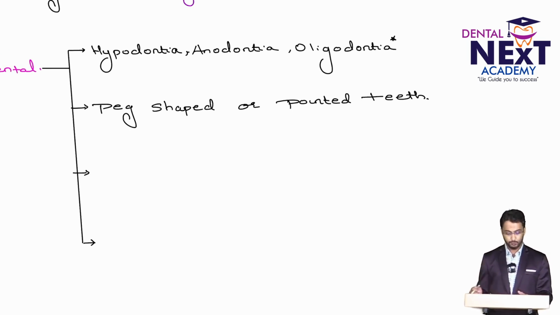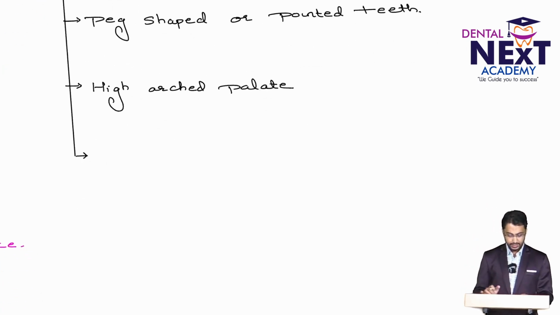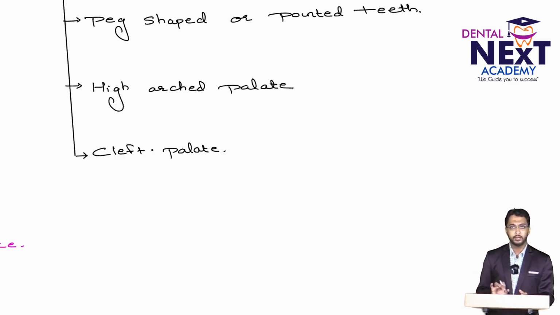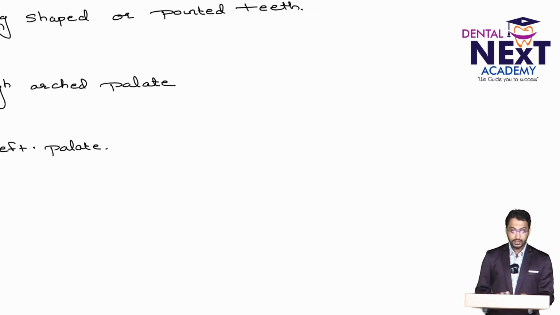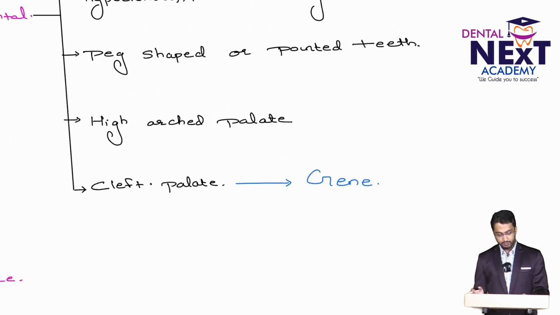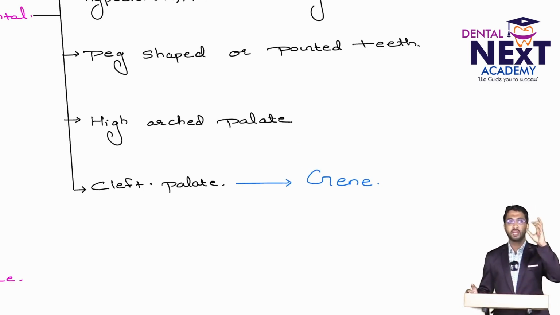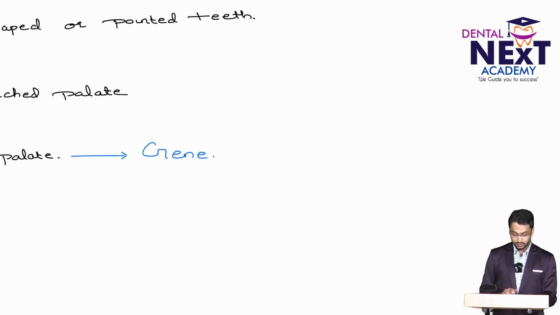And then features will be there which will help you to differentiate. High arched palate, and definitely cleft palate. So some patients will present with cleft palate. Again dentistry associated. Now for those patients with the cleft palate, this question has been asked: which is the gene affected? That means for those patients with ectodermal dysplasia plus cleft palate, the gene is different.